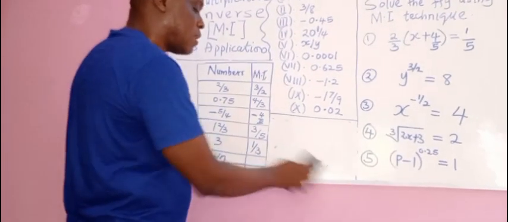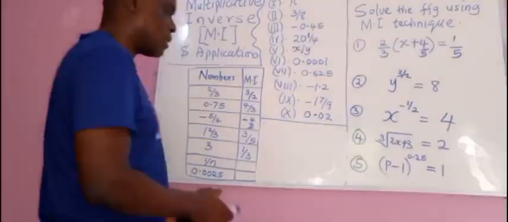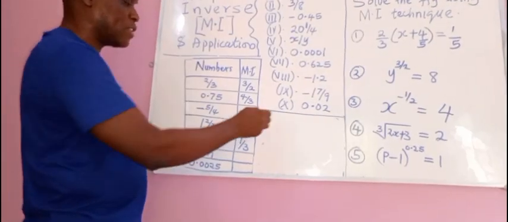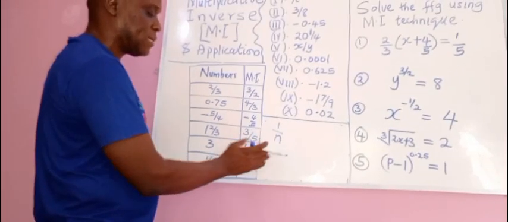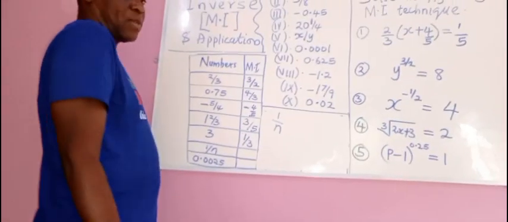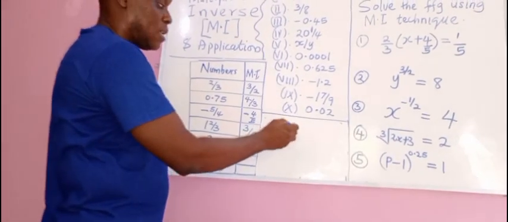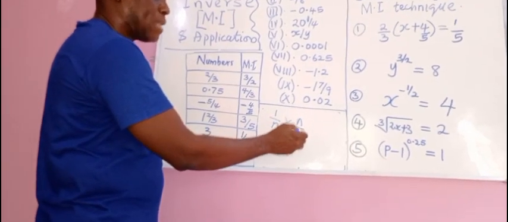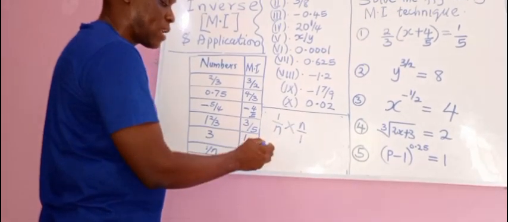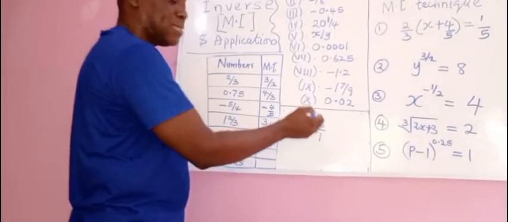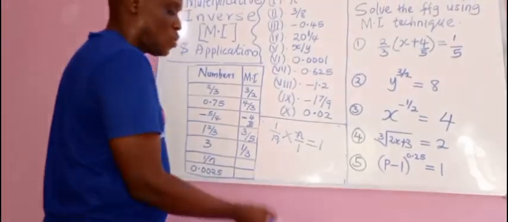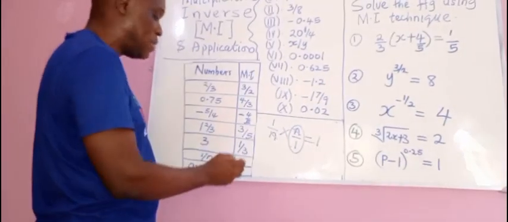Okay. Look at another one here. We have to find the multiplicative inverse of 1 over n. This one is very straightforward. What is the reciprocal of 1 over n? n over 1. And n over 1 means n. Okay? Anything divided by 1 is that thing. So this cancels this, and we have what? So it means that the multiplicative inverse is n over 1, which means n.